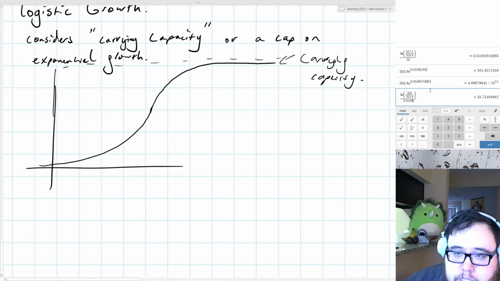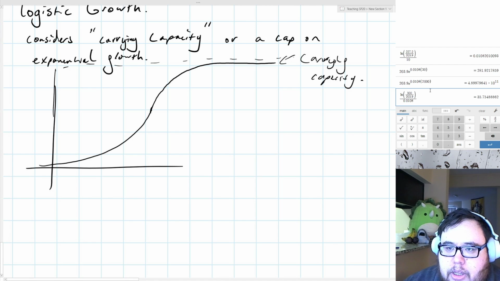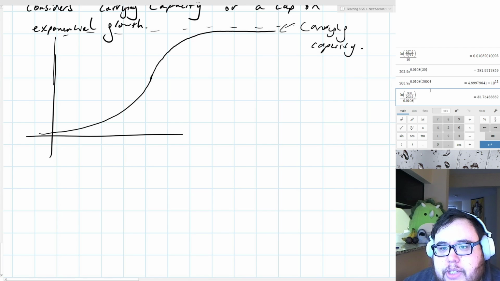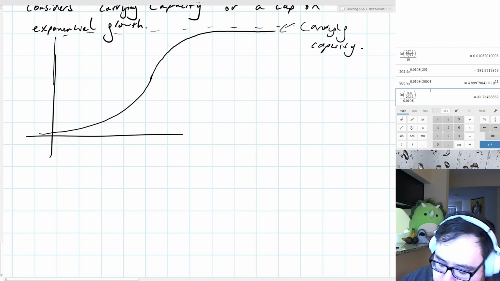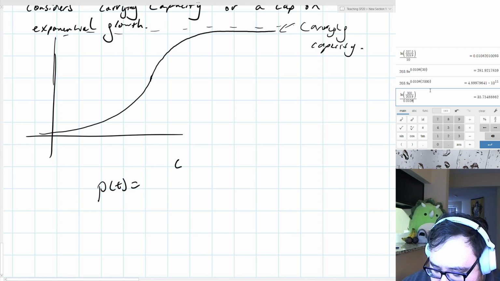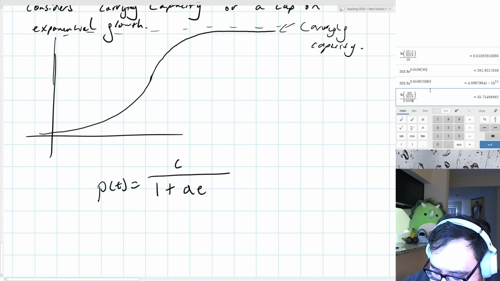So the formula for logistic growth is a lot more complicated than the formula for exponential growth. I am not going to ask you to develop logistic growth models on your own because it's frankly unrealistic and you'd have to be able to do differential equations for that. So no, no, no, no, no. However, I am going to ask you to interpret logistic growth models. So the formula for a logistic growth model is P of t is equal to C over 1 plus A e to the negative B t.